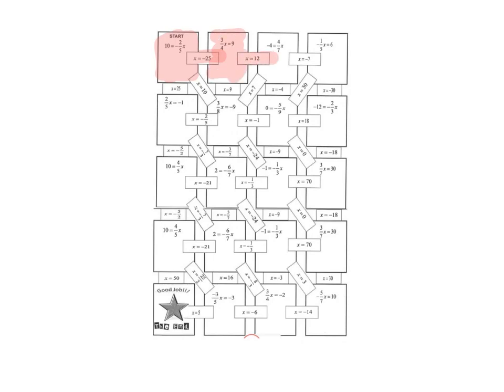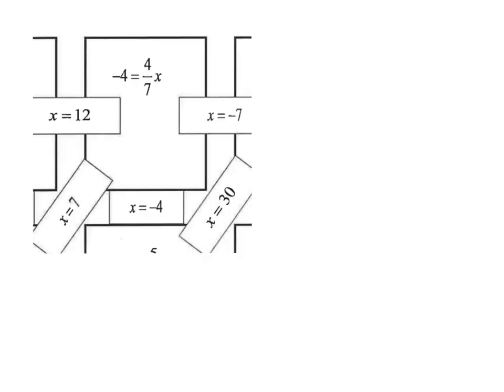negative 4 is equal to 4/7 x. And now, to get this variable by itself, I'm going to multiply by the reciprocal of 4/7. So the reciprocal of 4/7 is 7 over 4. And I'm going to do that on both sides. Turn that negative 4 into a fraction.